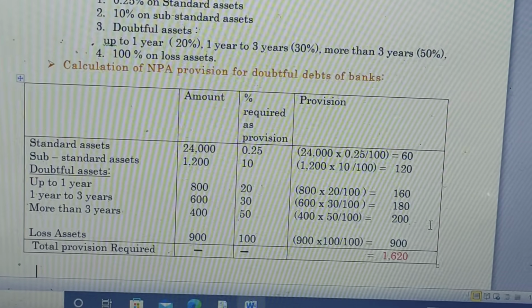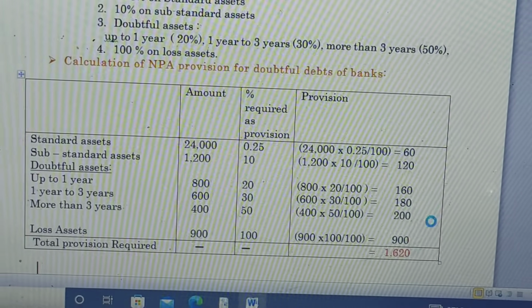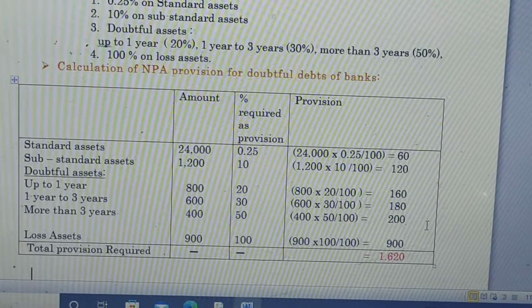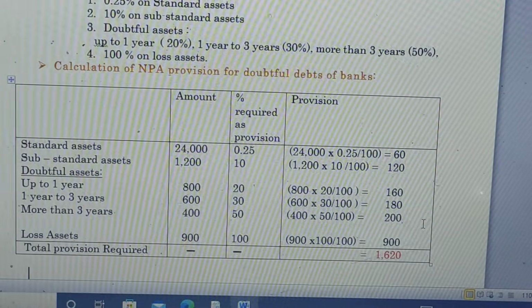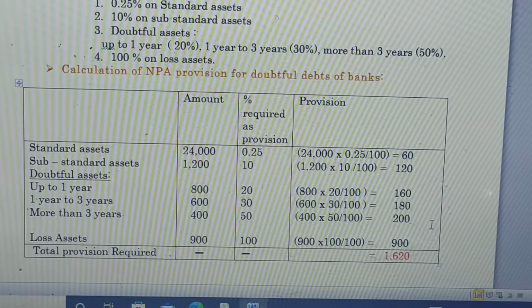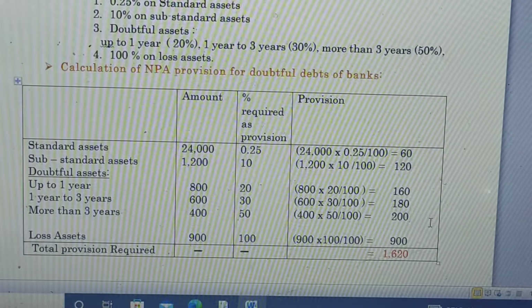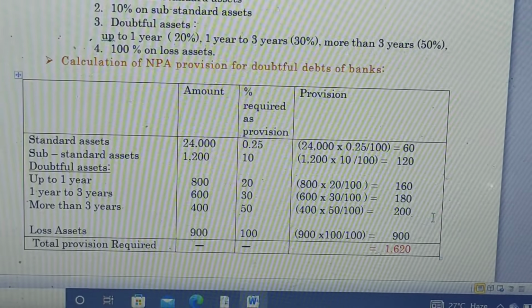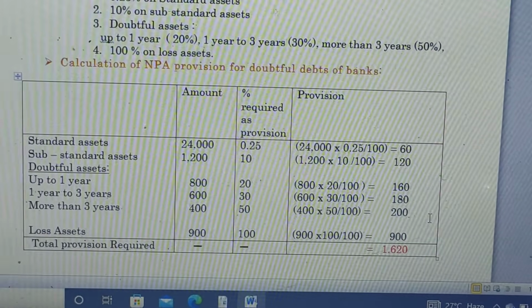And loss assets, the amount is rupees 900. The percentage of provision is 100. And the amount of provision is 900. It means 900 multiplied by 100 divided by 100, we get 900. After finding the amount of provisions, we have to add all the provision amounts. We get the total provisions required is 1,620. That's it.